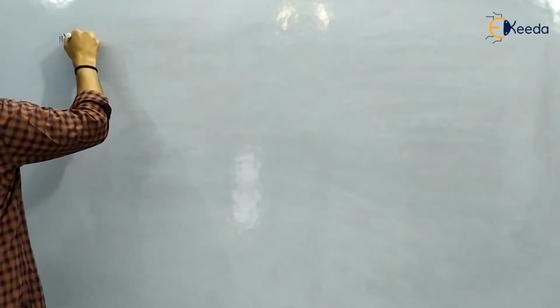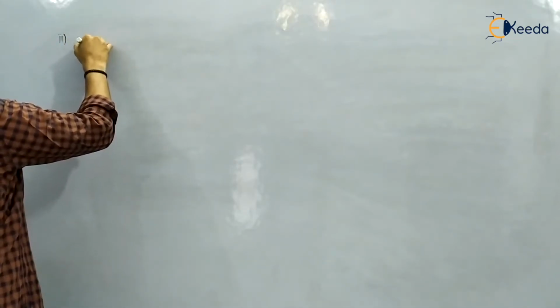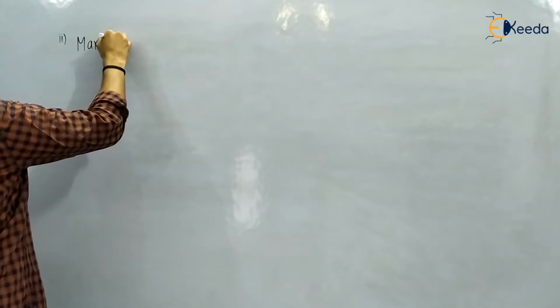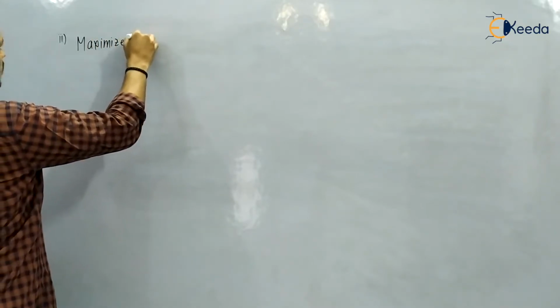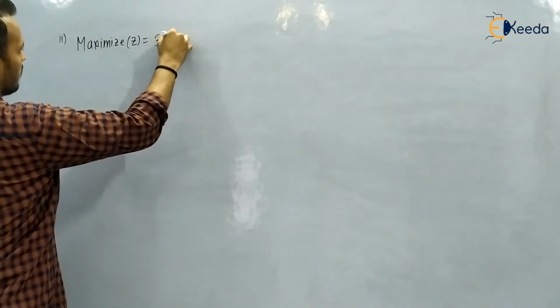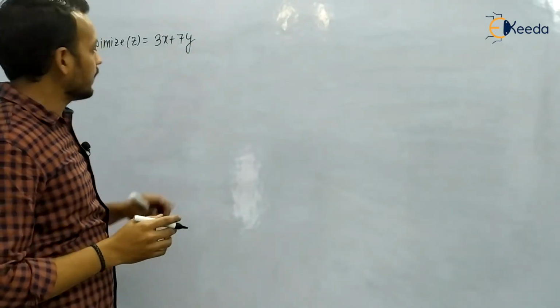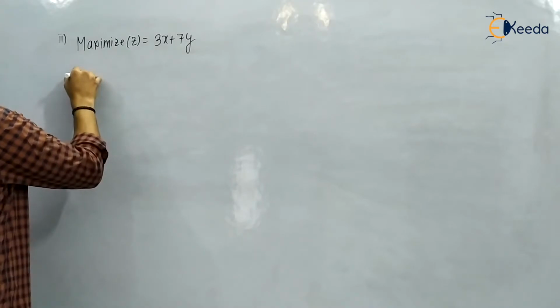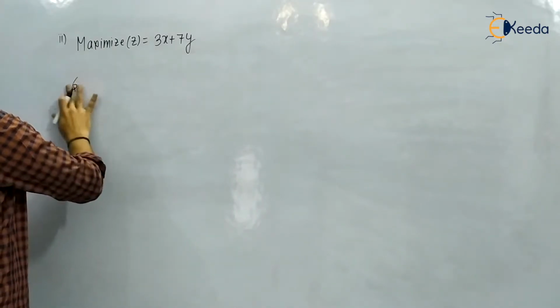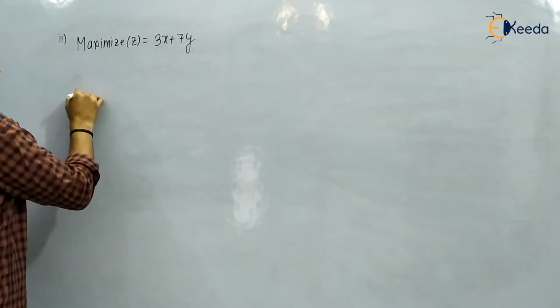So the problem is: maximize z equals 3x plus 7y, and the constraints are, you can write the constraints.